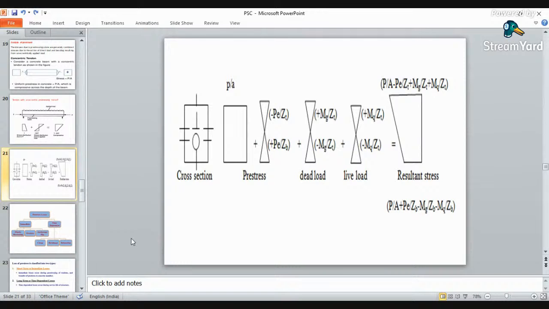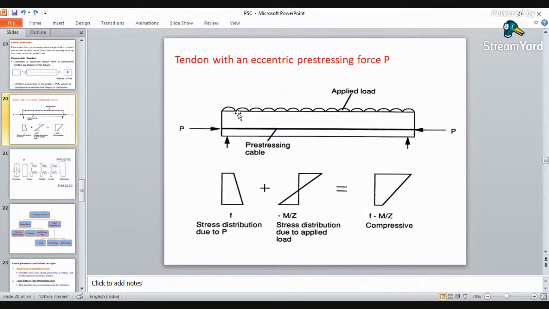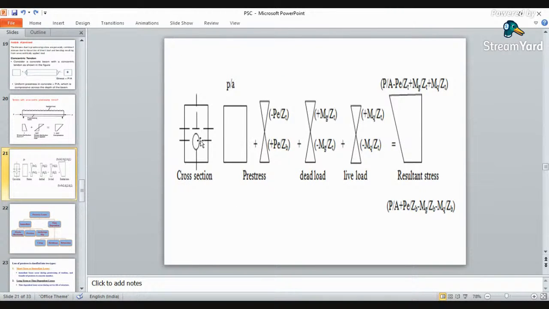Now see, if you are given this cross section, this beam, and in this case you are given an external force, that is your UDL, plus you have to consider the self-weight of the beam. So two loads are there. First is your external loading plus the dead load, third is your pre-stressing force, and the fourth effect will be the pre-stressing force with the eccentricity. So how will we find the total stress? First is your cross section. The first stress is the direct stress, because of the pre-stressing force. How will you find that? P divided by A. This is your direct stress.